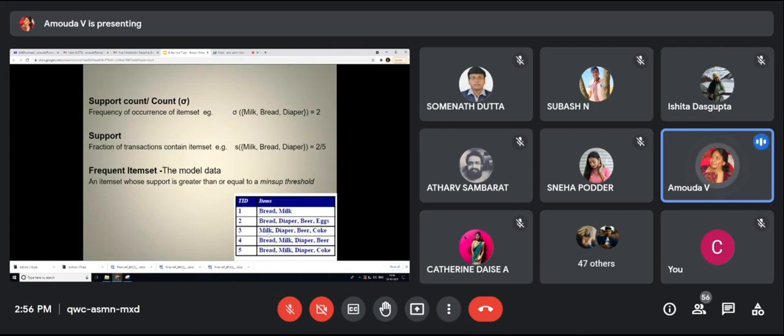Here, the total number of transactions is 5. There are 2 times it occurs together in a transaction. That is 2 by 5. This is very important. Now we are going to have an example, with which we will identify the item sets which are occurring frequently. In that, you will understand why we look at support count and also support.